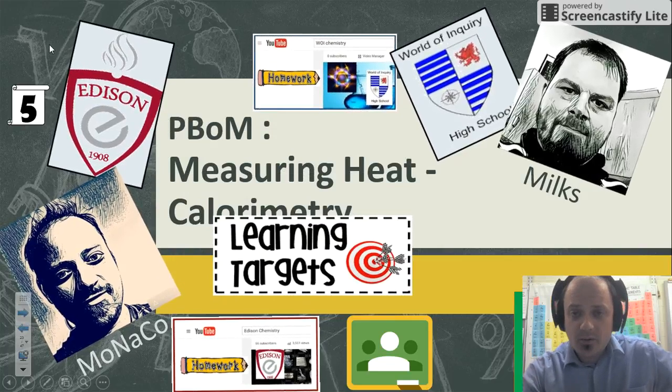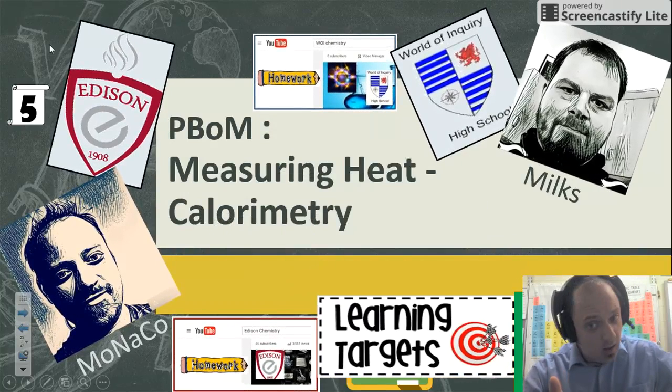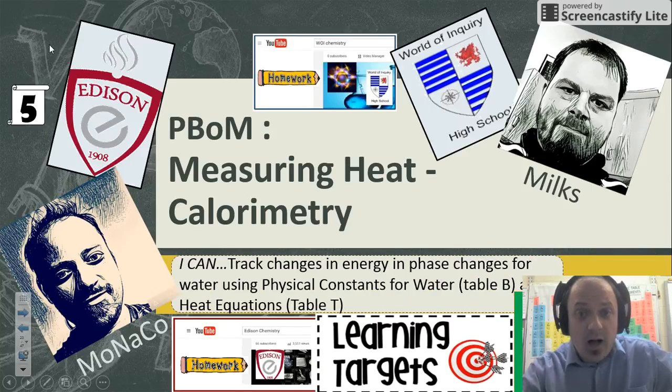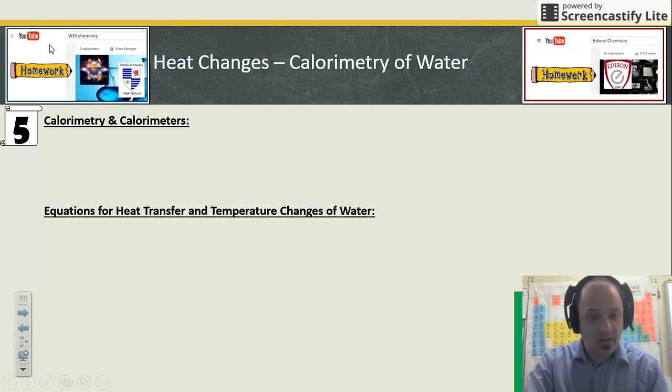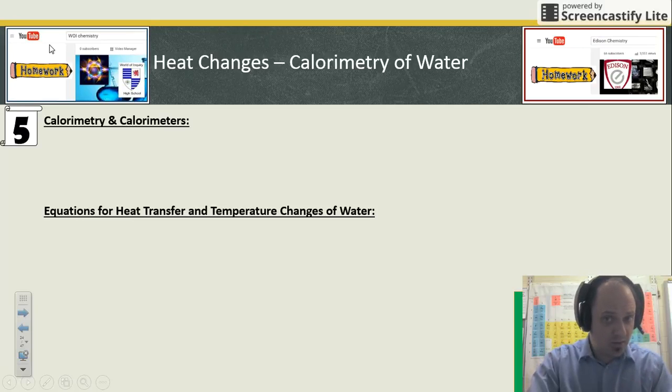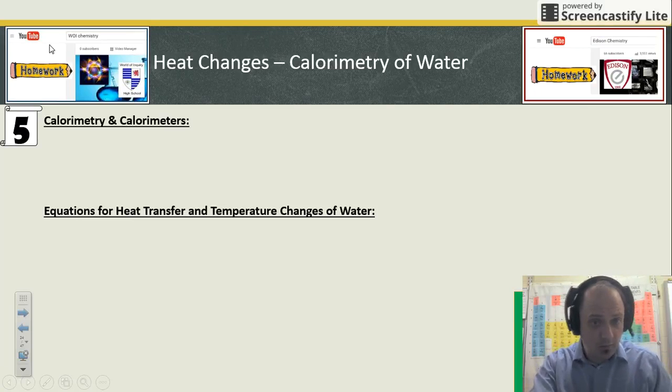We're going to see how to track changes in energy and phase changes using physical constants for water and heat equations. So we're going to take what we learned last lesson in heating and cooling curves, and we're going to take it to the next step and actually quantify, put numbers on the amount of changes in heat that are occurring during phase changes that we would track in a heating and cooling curve.